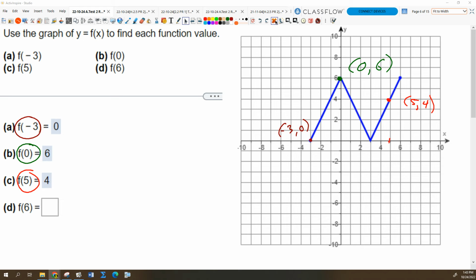Owen, what's f of 6? Yeah, 6 right there. Good. Because the ordered pair is 6, 6. Good.